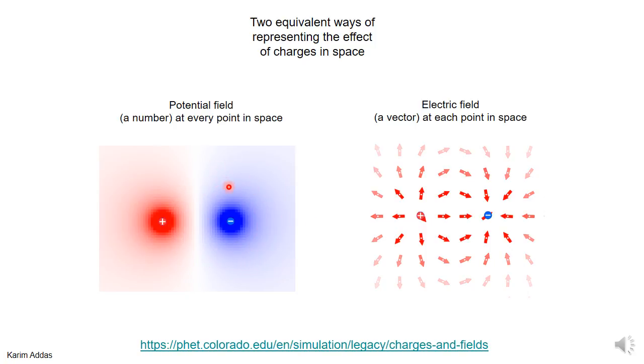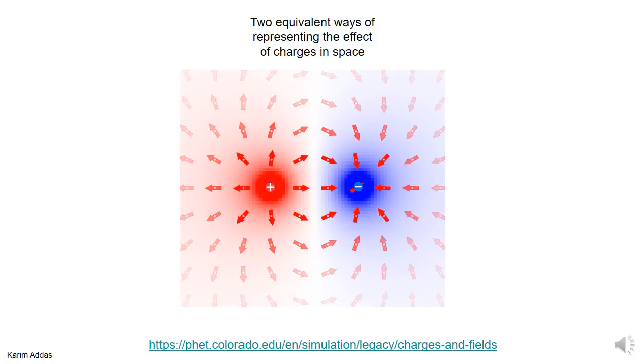It's just a number at every point in space. There's no vectors at all. And then once you know the potential at every point in space, you can get the electric field by simple differentiation. So these two ways are equivalent. This is superimposing both on top of each other, just to give an idea of how it looks.